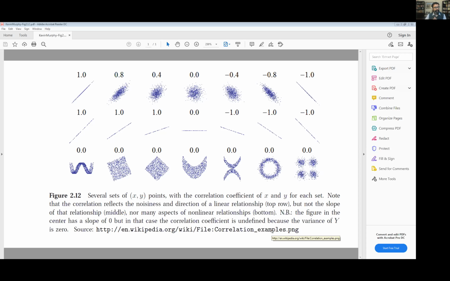Okay. Any other questions before I pull this figure down?